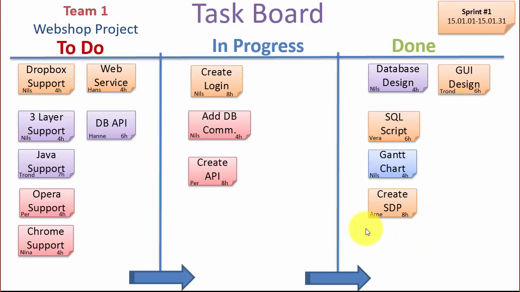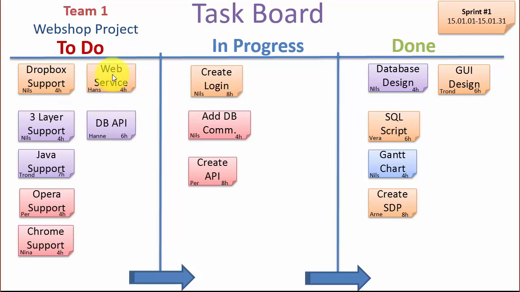Here you see an example. So you typically have different columns. Here you put all the tasks that you should do in that sprint or iteration. So you have a task name, a responsible person, and an estimate of how many hours the task should take.